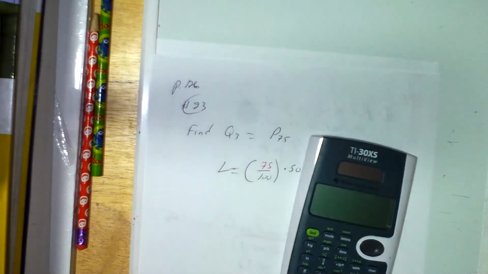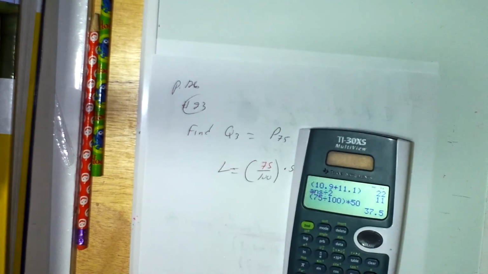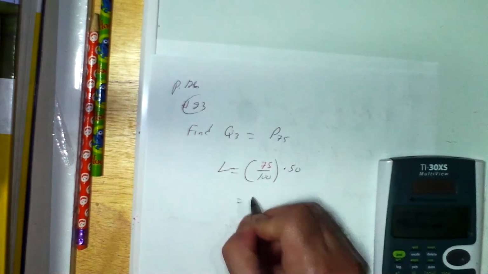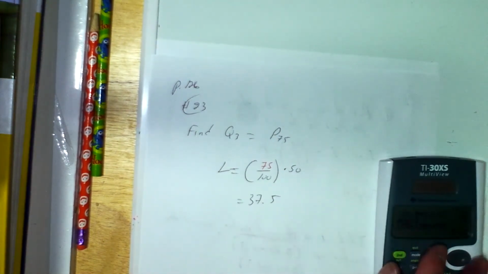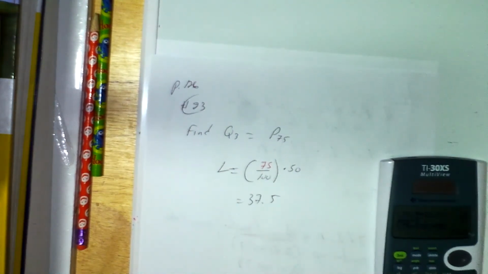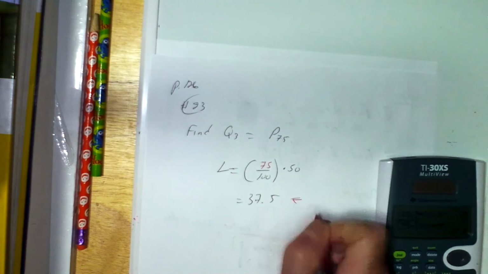So let's compute it. 75 over 100 times 50. 37.5. Uh-oh, 37.5. What do we do if we get a decimal? Do you remember? What do we do if you get a decimal? This is a decimal. What do you do if this ends up being a decimal?